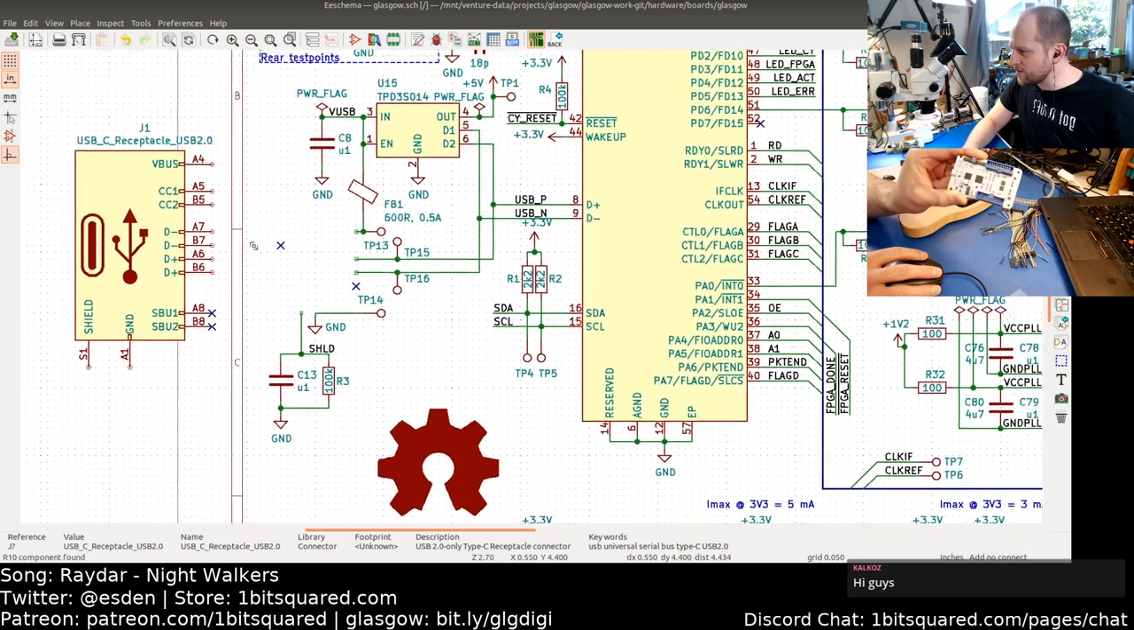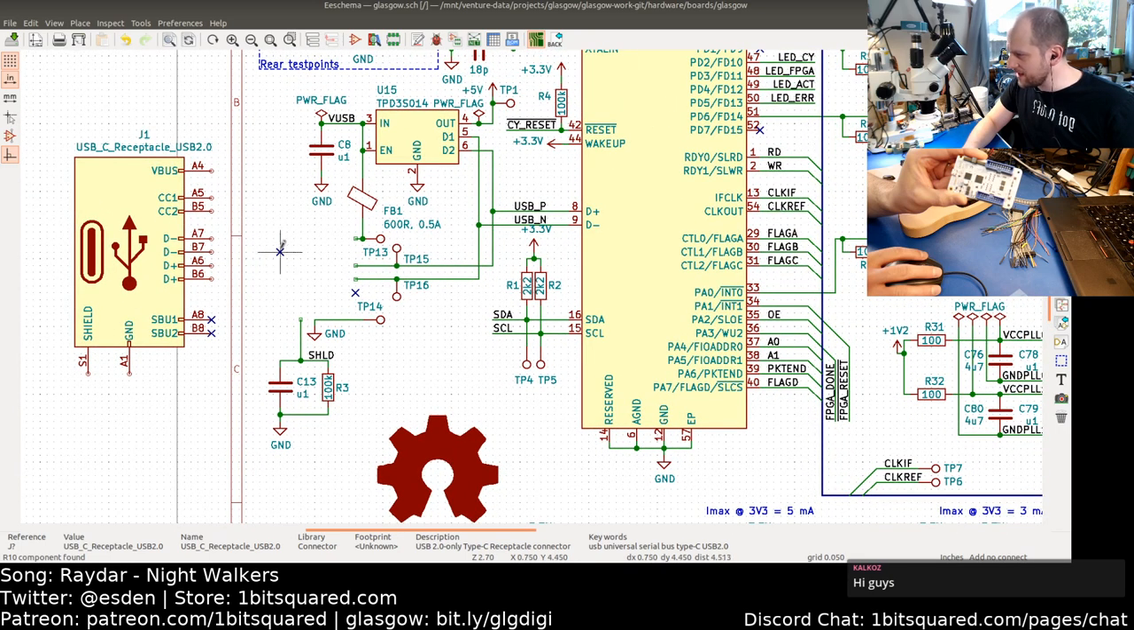Oh, I meant to also show you something in the schematic. Anyways, let's do that later. Why is there a... That's weird. Did I place that? Huh, I placed it by accident. Okay, I didn't mean to do that.